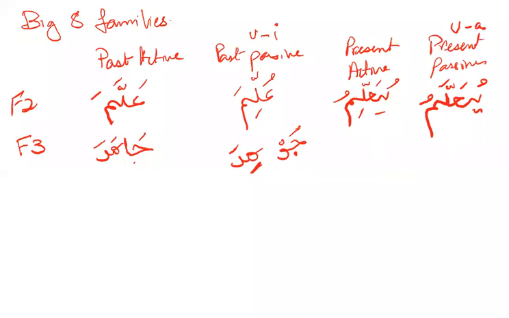So you have juhida. Okay, what is the present tense active of family 3, jahada? Yujahidu. Yes, yujahidu. And what will be the passive of yujahidu? Yujahadu. Yes, yujahadu. Right? U-A sound.